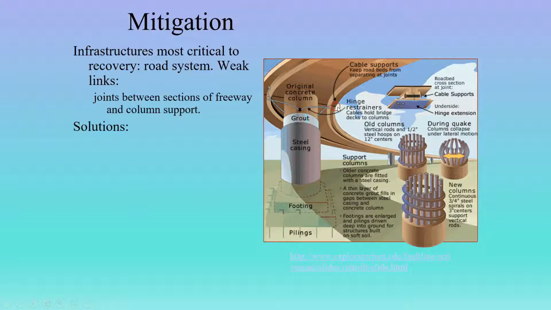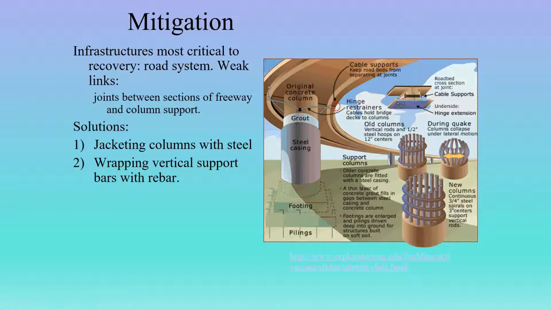So roadways, you'll have natural breaks in them between sections, and if it's going to move in an earthquake, let it move, but then have things like little hinges and cables to snap it back into its original place. So let it move with the earthquake, but make it snap back into its original position, right? We can also jacket columns with a steel casing. That'll help some of the side-to-side wobble, right? We can wrap vertical support bars with rebar.